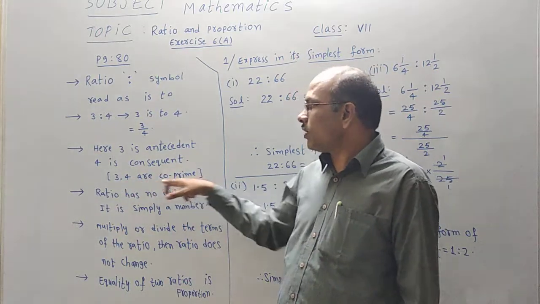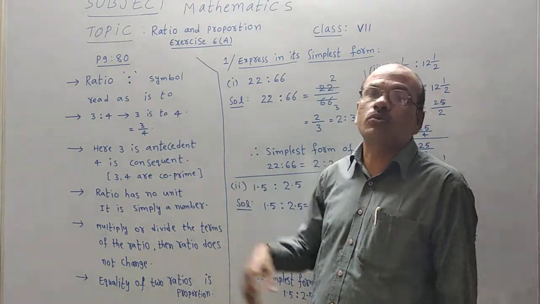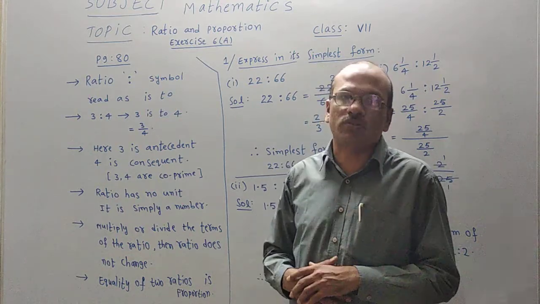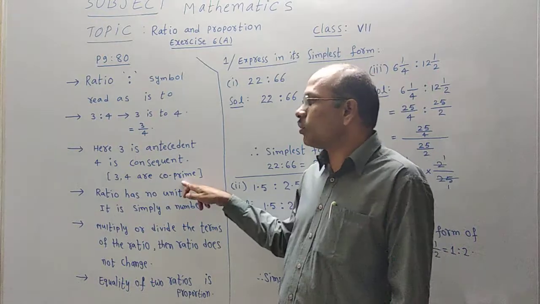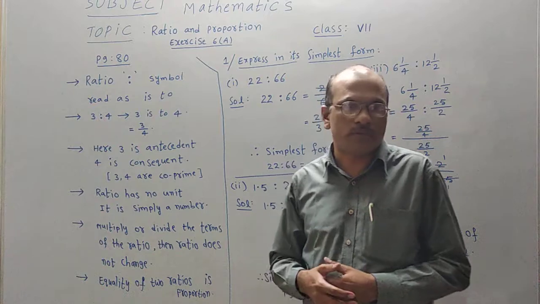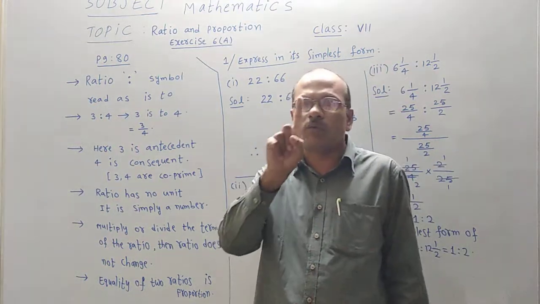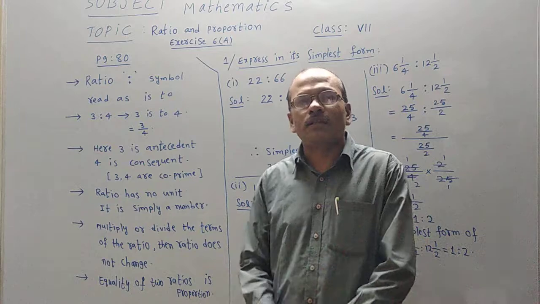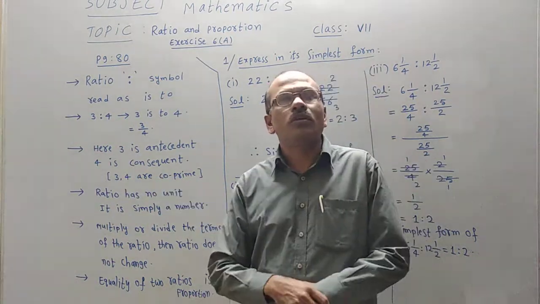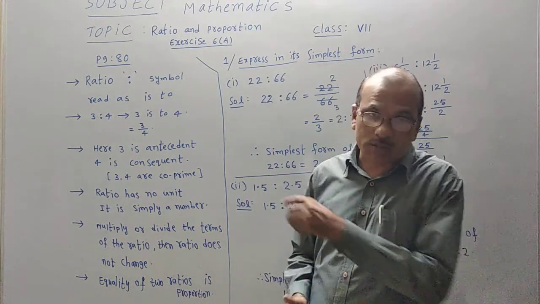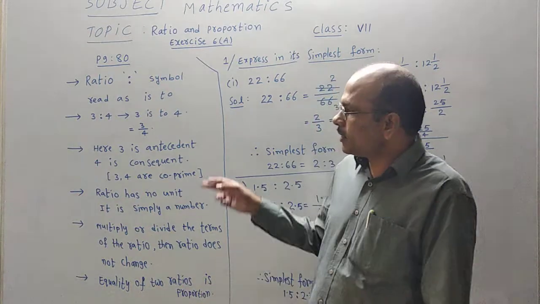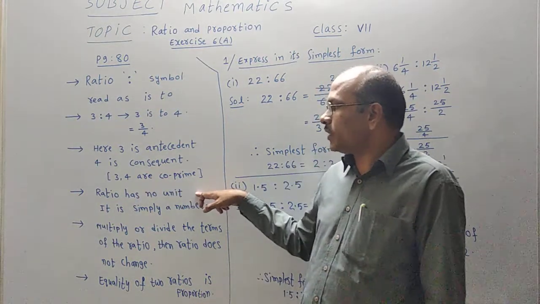Now 3, 4 are co-prime. Co-prime means those two numbers should be in the simplest form or in the lowest form. That is only called co-prime numbers. Already learned from 4th and 5th classes, co-primes. If two numbers have only 1 as their common factor, then those two numbers are said to be co-prime numbers. Here I have told you 3, 4 are co-prime because they are in the lowest form or in the simplest form. Okay students, that is ratio has no units.